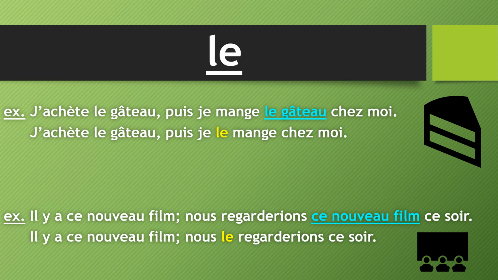I buy the cake, then I eat the cake at my house. To avoid repetition of le gâteau, we can replace the second le gâteau with the pronoun le. So your new sentence would read, J'achète le gâteau, puis je le mange chez moi. I buy the cake, then I eat it at my house. Since there's only one verb in the second half of the sentence, the pronoun le would go right before it.